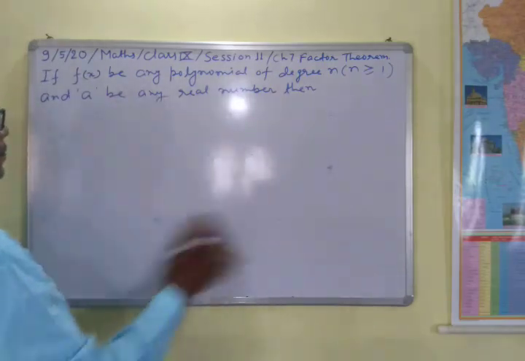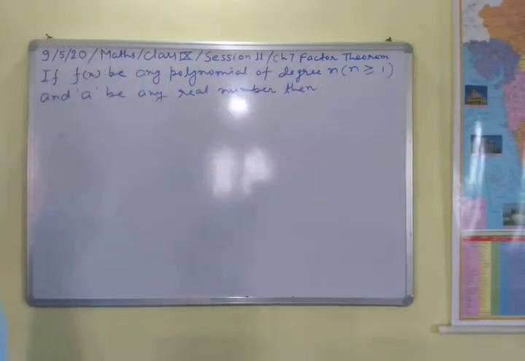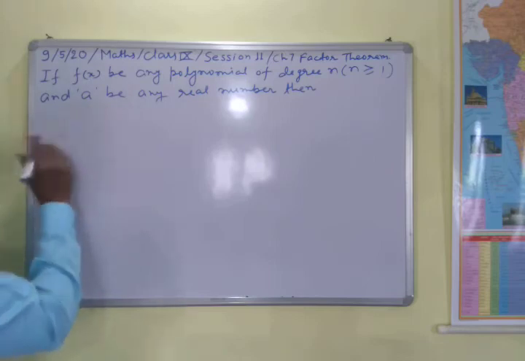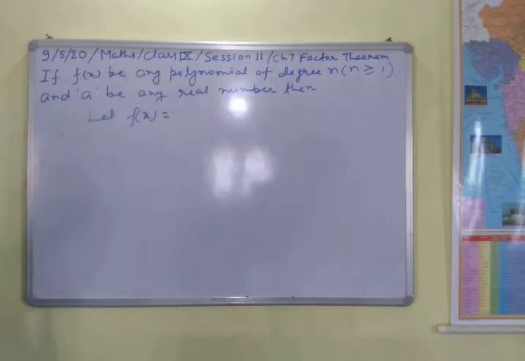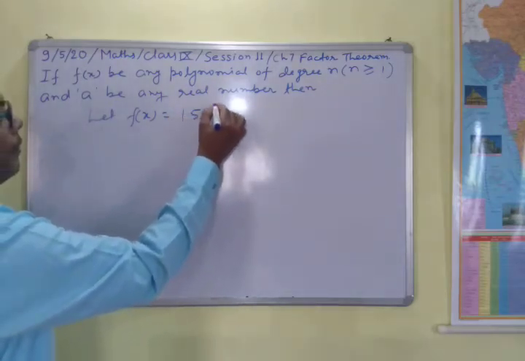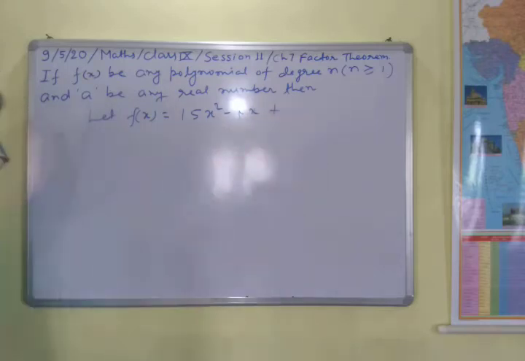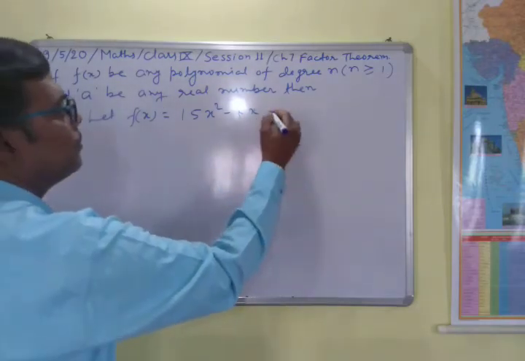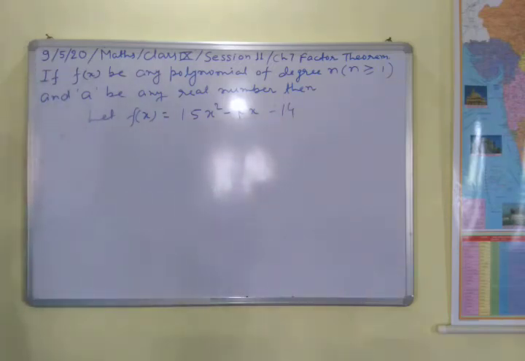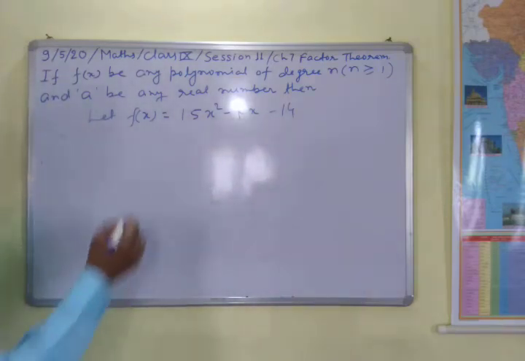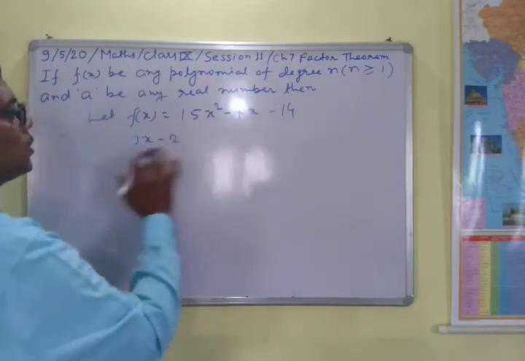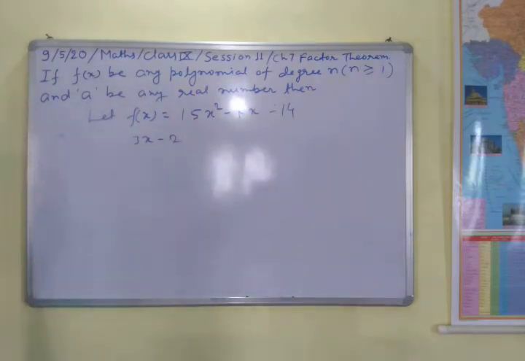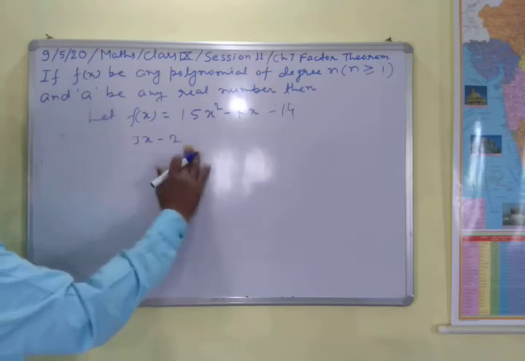In this question we have to find the value of k. Suppose f(x) equals 15x square minus kx plus 4 minus 14. This expression is divided by 3x minus 2, that is, we divide this expression by 3x minus 2. We have to find the value of k, because it is given that 3x minus 2 is a factor here.